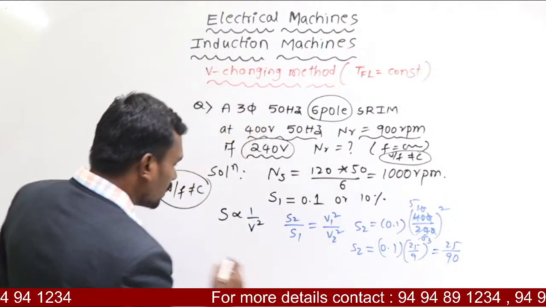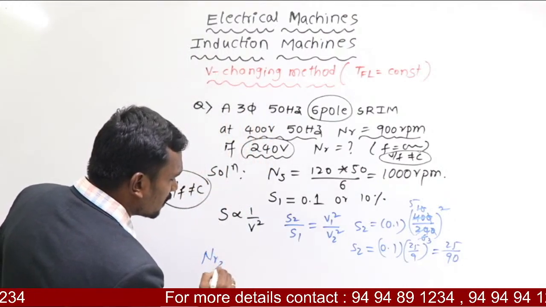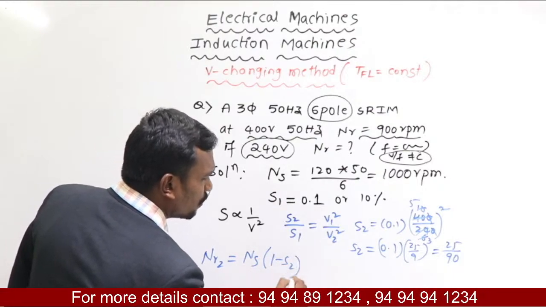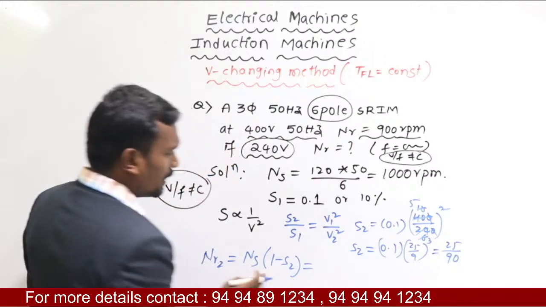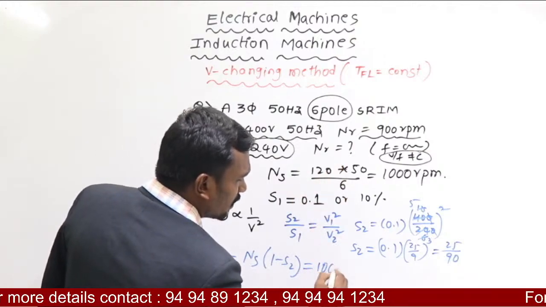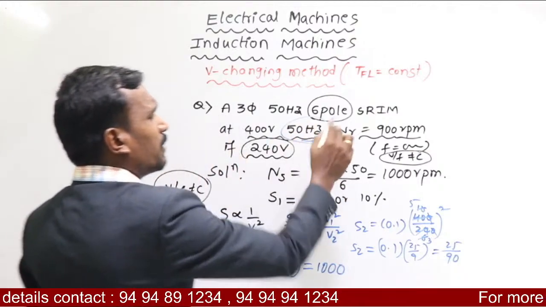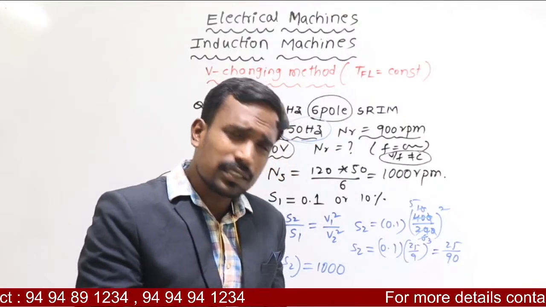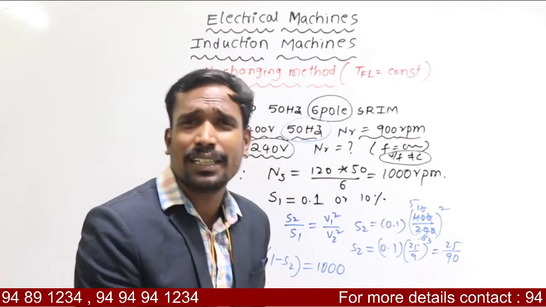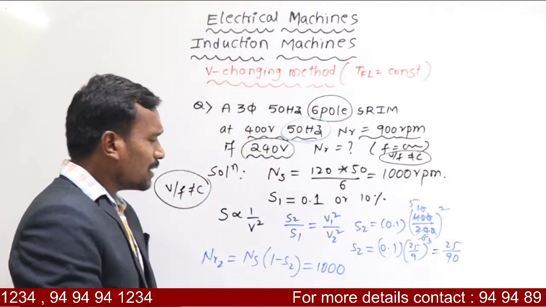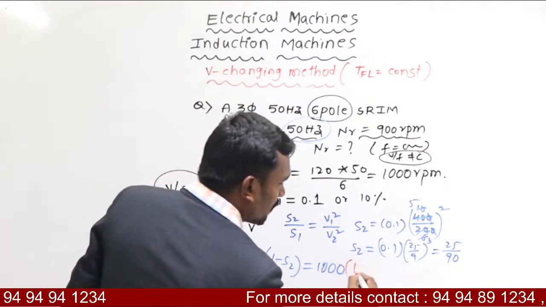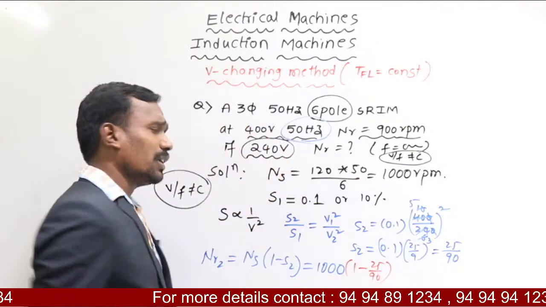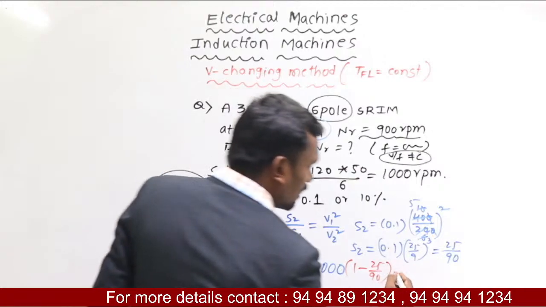So what is the rotor speed now? The rotor speed NR2 is equal to NS into 1 minus S2. What is NS? NS is 1000, because there is no change in frequency. Frequency is the same. If the frequency is the same, there is no change in synchronous speed. So tell me, what is the answer here? NS into 1 minus S. S is 25 out of 90. Then what is the answer?